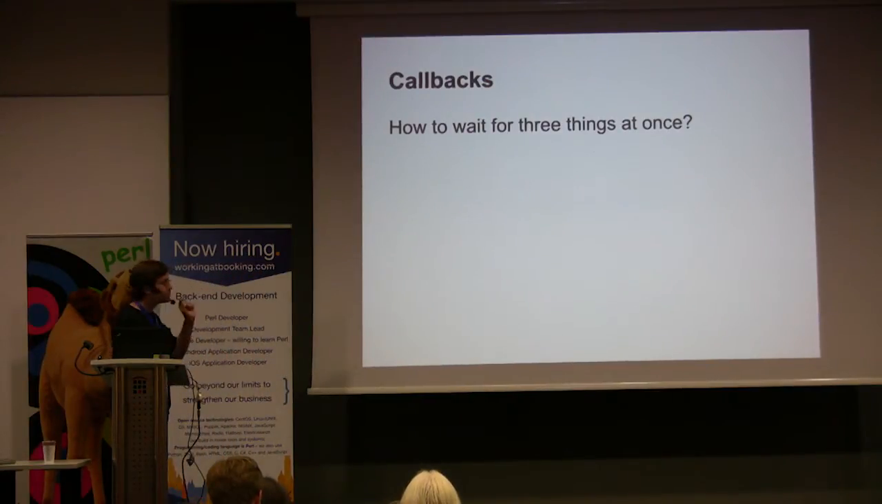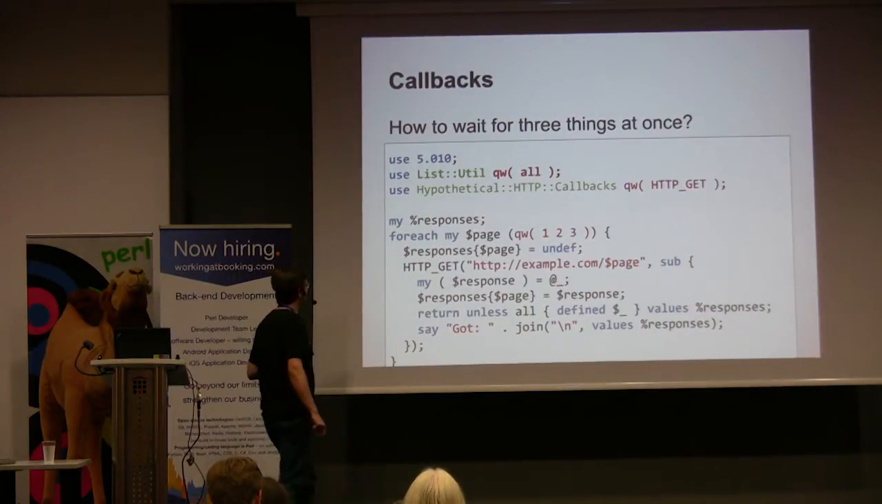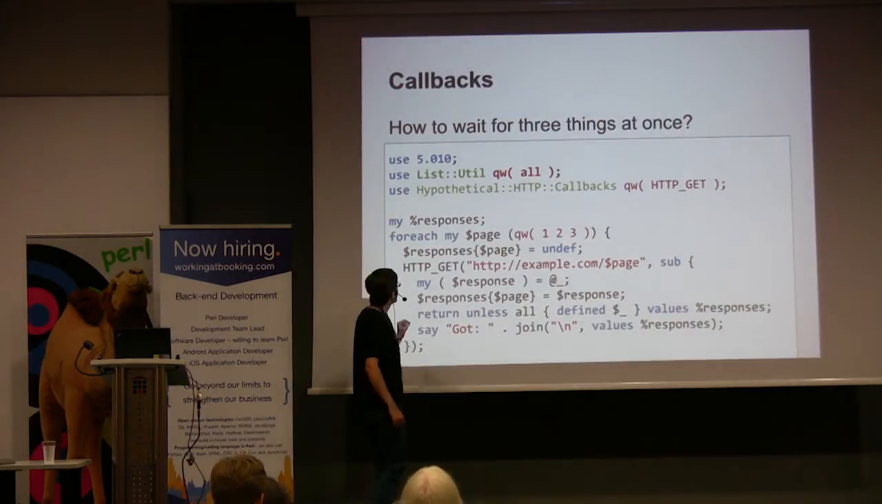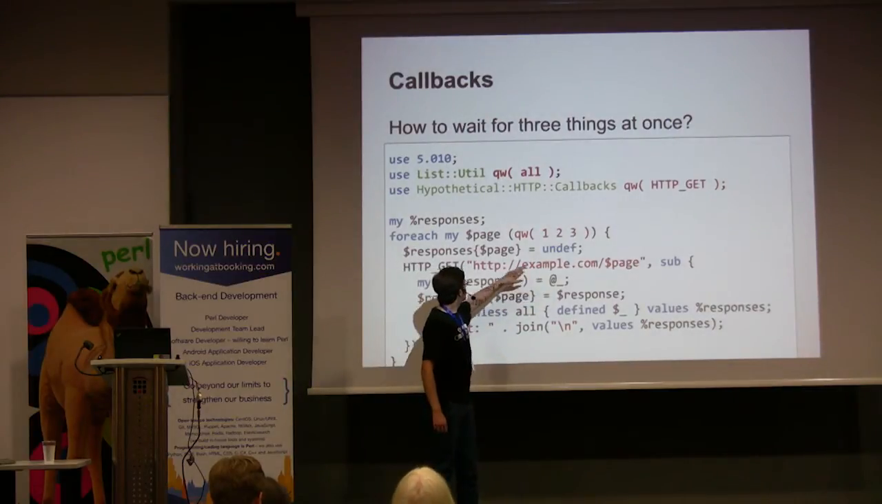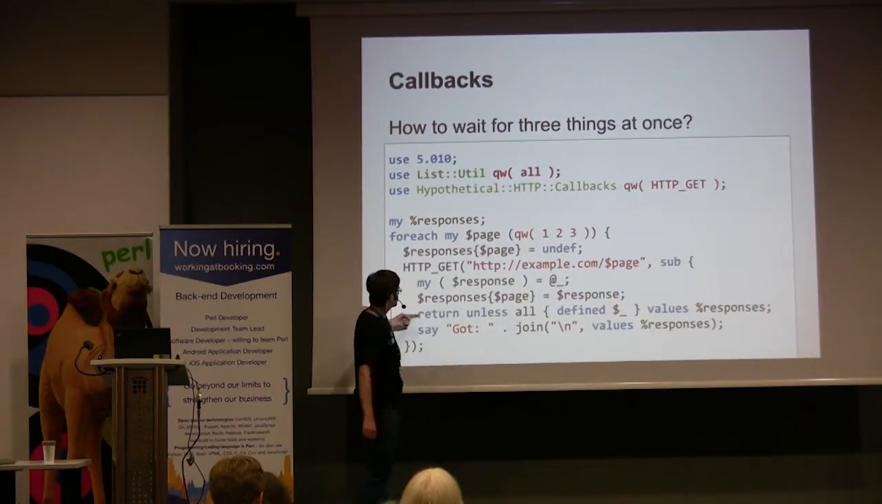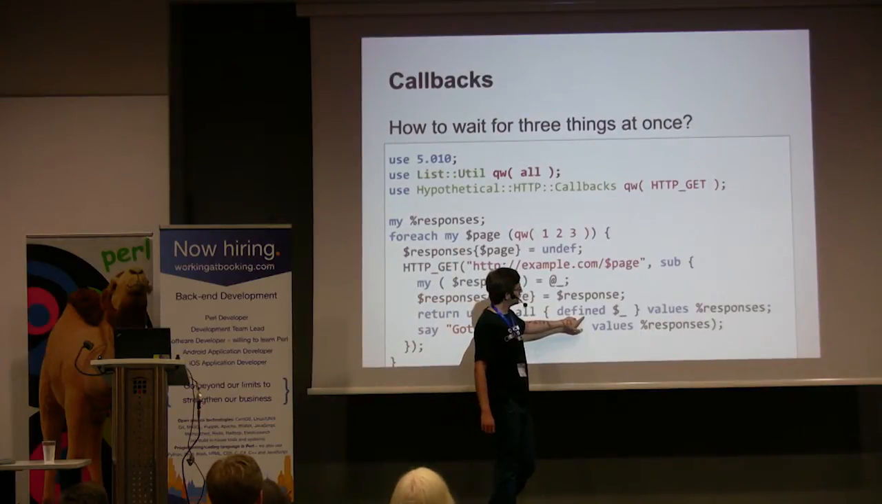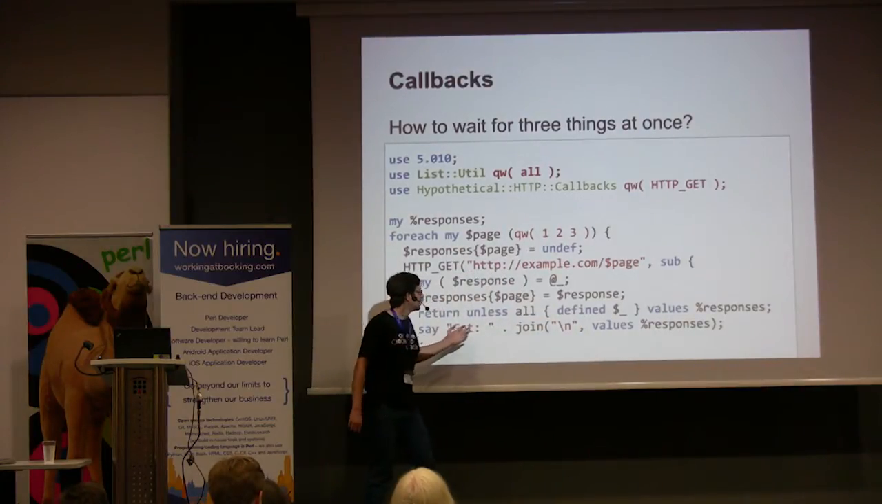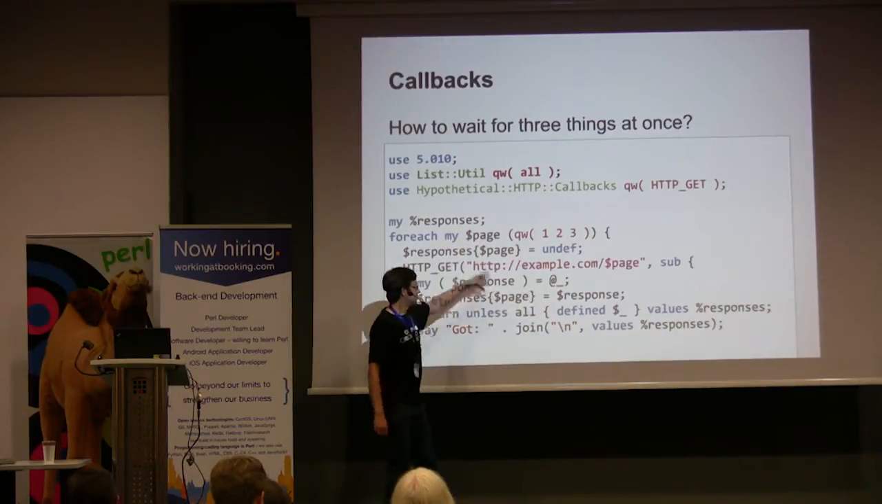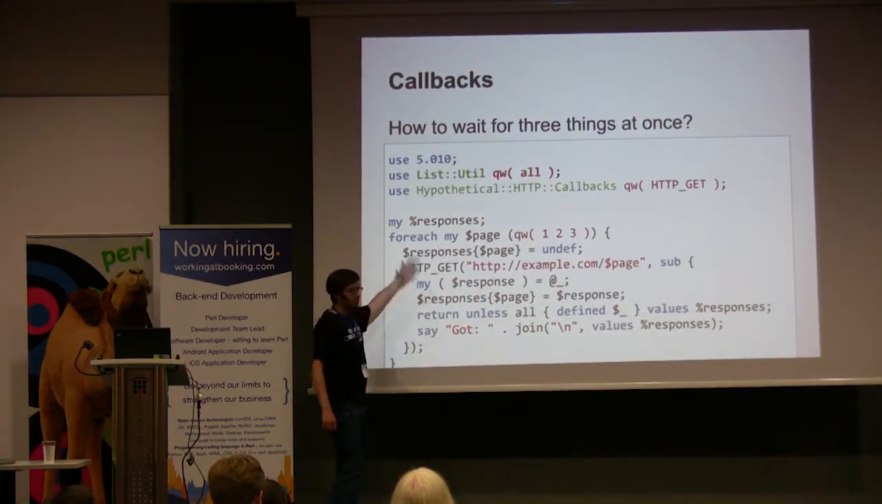So I tried to write the smallest possible example code that I could get away with, and I think this is it. It's not very nice. For each of our three pages, we call this function and pass in a code ref, and in the code ref we store the page that we've got, and then here's the interesting line, where we say, are all of the results in yet? Because there's no point printing until they all are. If they're not done, this will return. And eventually, when all three results come in, this line gets hit, and we actually print that we've done it.